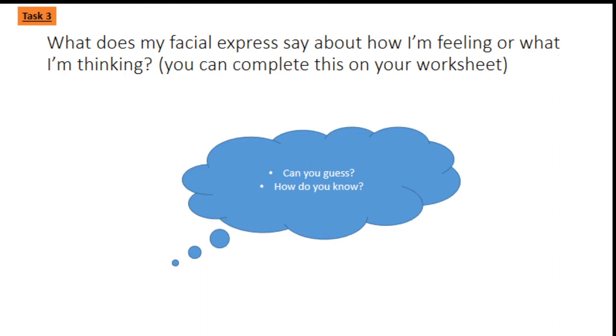Task 3 then, you'll see on your worksheet there is a table with a series of facial expressions in each of the boxes. For each of them, I'd like you to explain what emotion or feeling you think that person is feeling, and then how you know. So from looking at that image, how is it that you understand how they are feeling or what emotion they have?